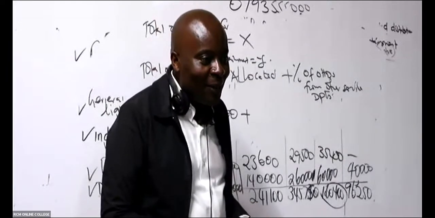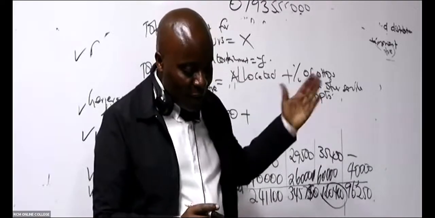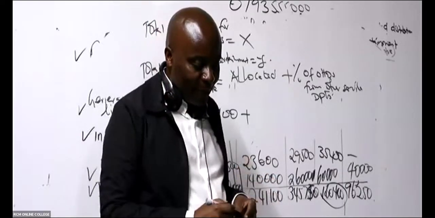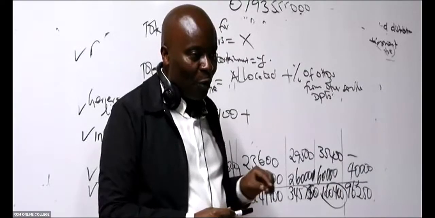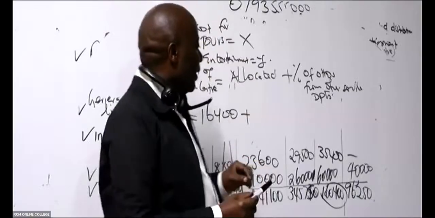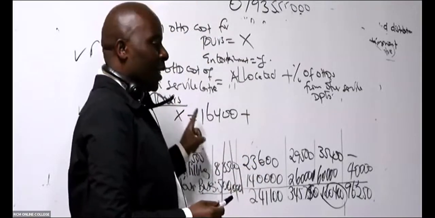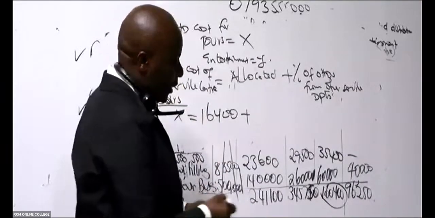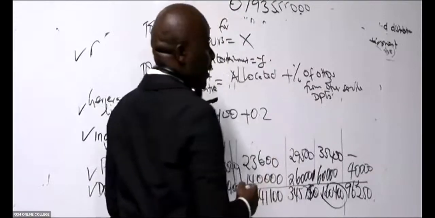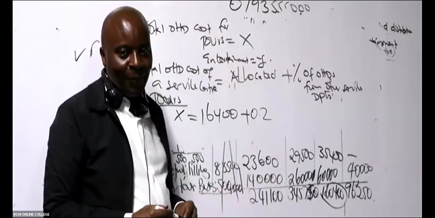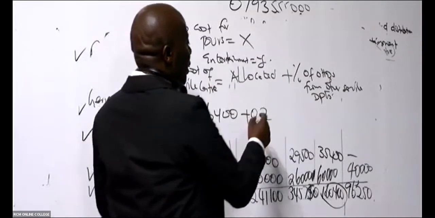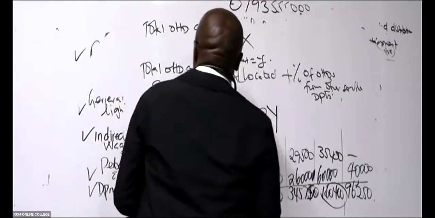0.2. Because you see that table, you can see this side is from entertainment to tours. 20%. The one you're reading is from tours to entertainment. In this case I want the percentage that tours is getting from entertainment. It is 20%, isn't it? So 0.2 of what? 0.2 of the total cost of entertainment, which is Y. Thank you. Go to the next one.